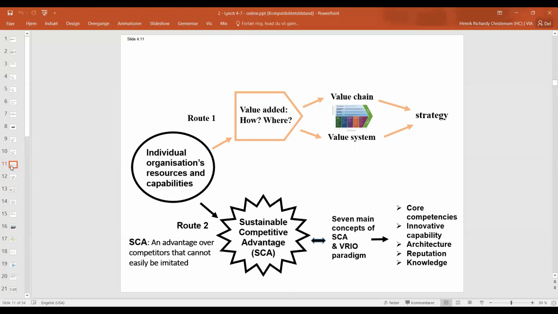And then we end up having these investigations. We do that in a moment. And then we figure out whether we have some core competences, if we have specific reputation, architecture, knowledge, etc. And then we use that in creating our competitive advantage. Okay, of course, we can have the value added and the SCA, they contribute to each other. That's pretty obvious because it's the same resources. But normally we would do the analysis first on route 1 and then route 2.